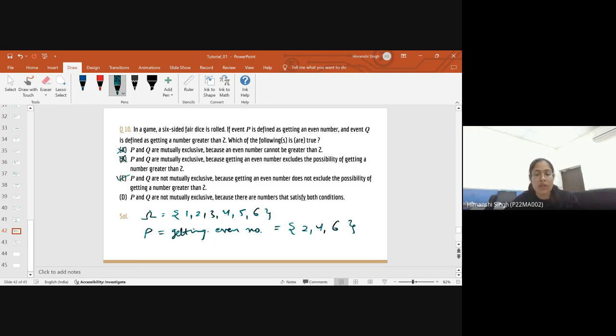So some of the numbers satisfy both of the conditions, in event P and event Q. So option D is also correct. I hope this is clear. This was just a basic question based upon a basic concept of mutually exclusive events.